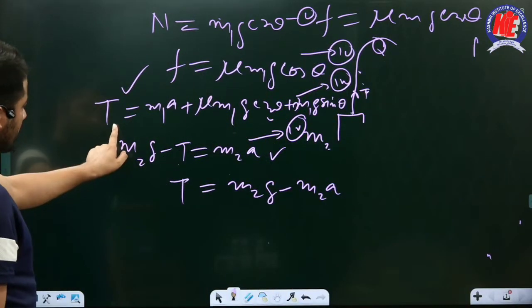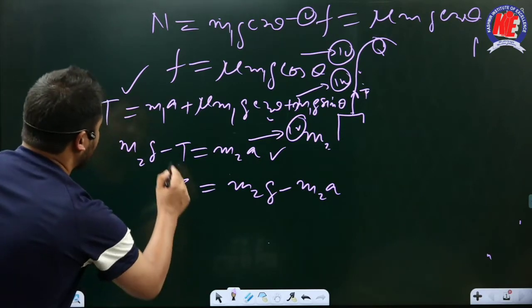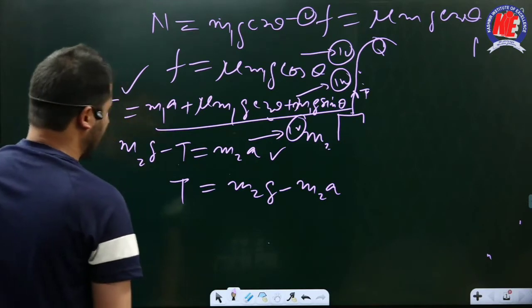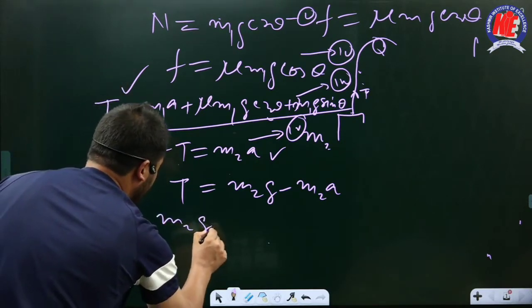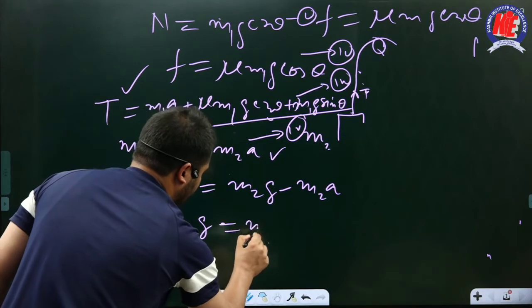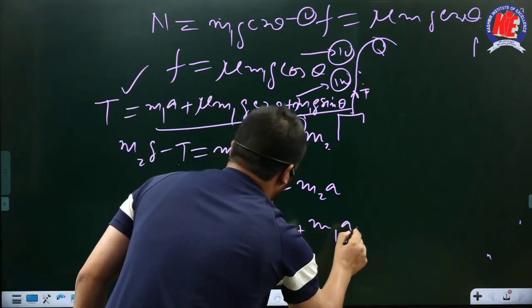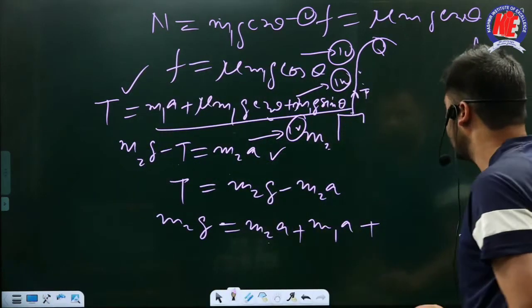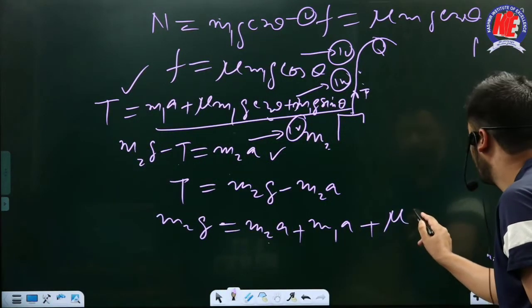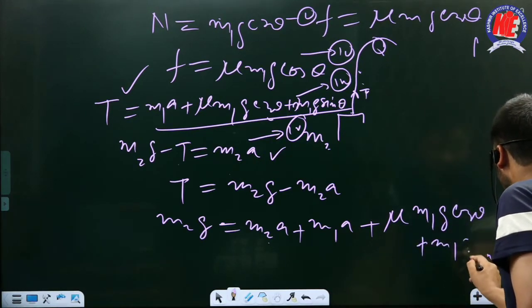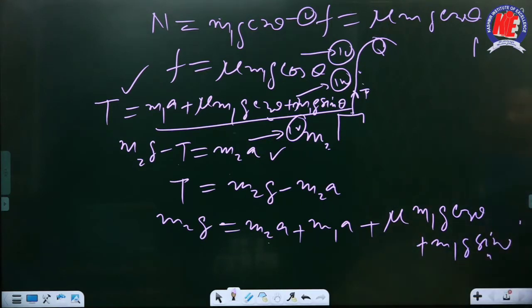Yes, it will be simply here. Now I'm just talking about the equation 3rd and the rearranged equation 4th. I will just compare those 2 equations. First, I will make the comparison here. I will get here m2g, it will be m2a plus m1a plus mu m1g cos theta plus m1g sin theta. Okay, this is my equation in hand right now.